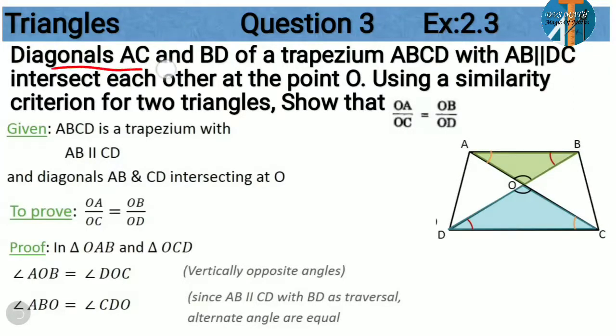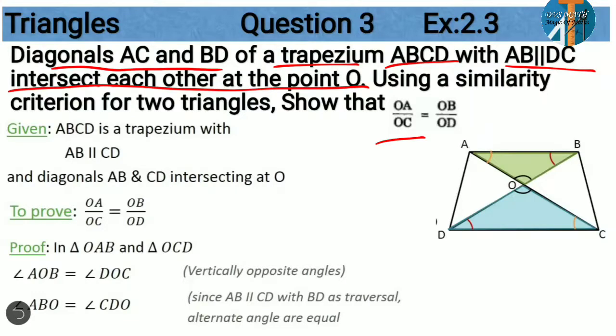Diagonals AC and BD of a trapezium ABCD with AB parallel to DC. As you all know, if you are considering any figure as a trapezium, one pair of sides must be parallel. So definitely here AB is parallel to DC, and the diagonals AC and BD intersect each other at point O. Using the similarity criterion of two triangles, show that OA by OC is equal to OB by OD.